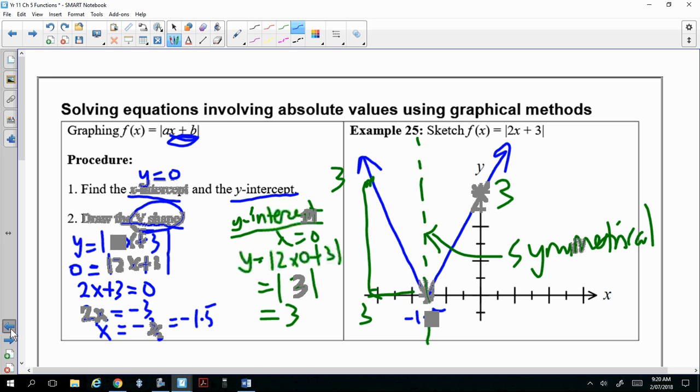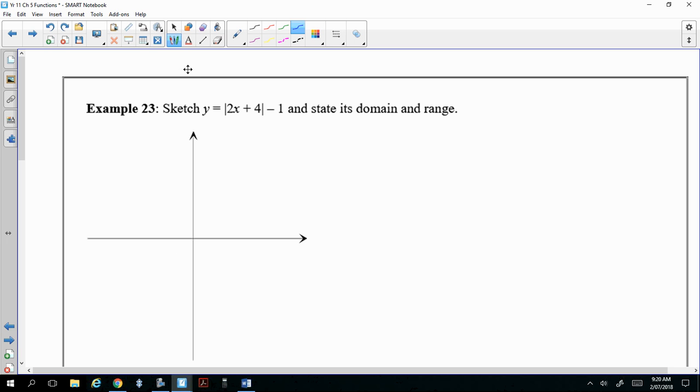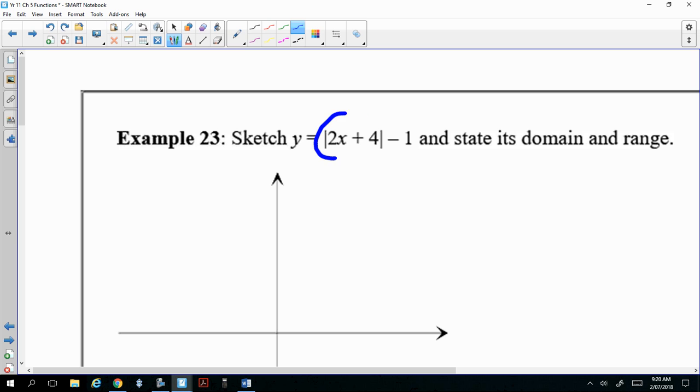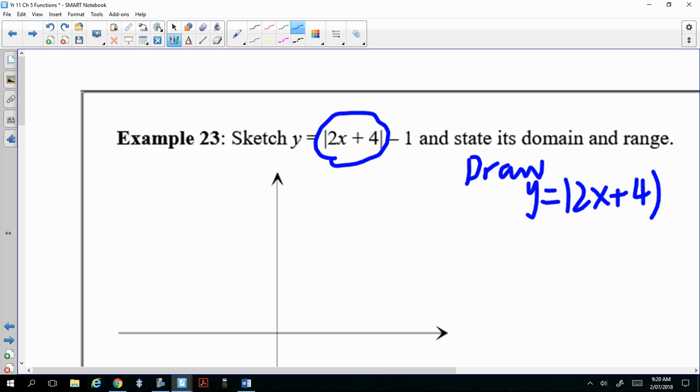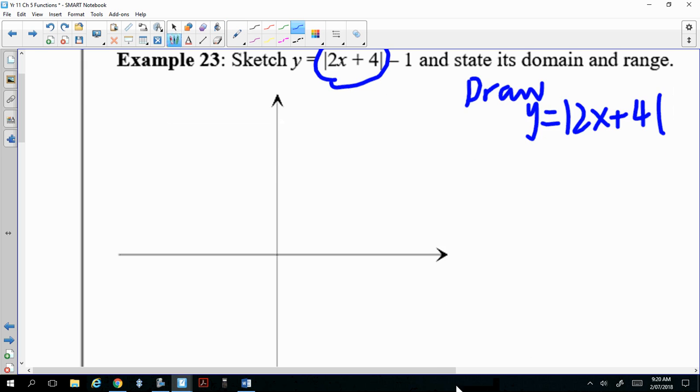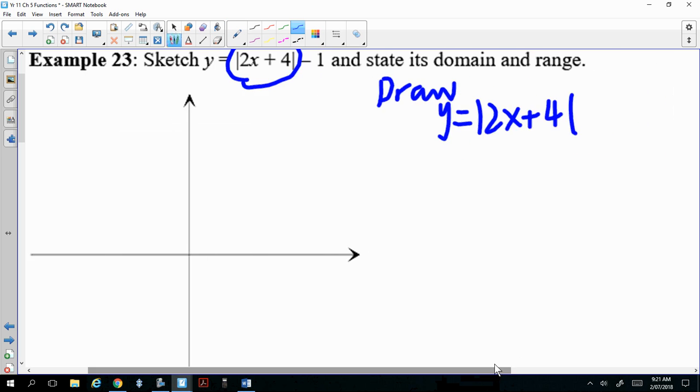Now, how do I do this? Same thing. Just draw this first. Draw y equal to this first. Absolute value. Let's draw this. So you draw a V. So you do the same thing. Find the x-intercept and then the y-intercept. X-intercept. That's when y equal to 0.